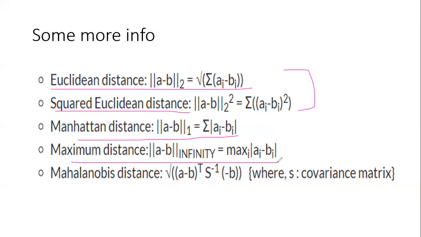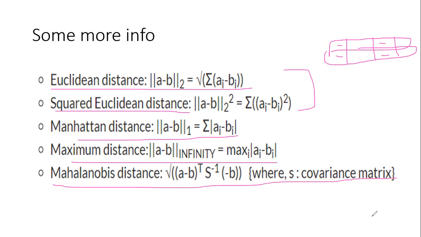Maximum distance is the max of A minus B, which is also something you can do. What is the maximum distance between two rows, and what is the minimum distance between two rows? For example, if this is one row and this is the other row, with these four values, maybe this minus this gives me the maximum distance and this minus this gives the minimum distance. So I will be able to specify a range. And Mahalanobis we have already seen, where S is the covariance matrix that is inverted to get that scalar.